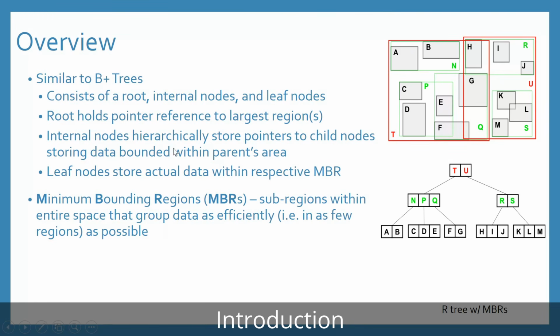The internal nodes hierarchically store pointers to their child nodes, storing data bounded within the parent's area. As you can see, N, P, Q and RS are the internal nodes. The leaf nodes will store the actual data within respective MBR. So the leaf nodes that you see here, these are the actual rectangles stored within the artery.